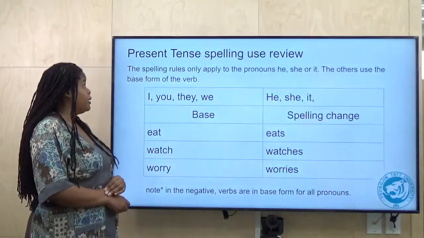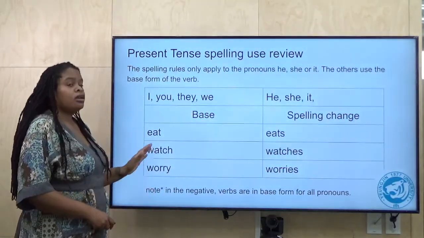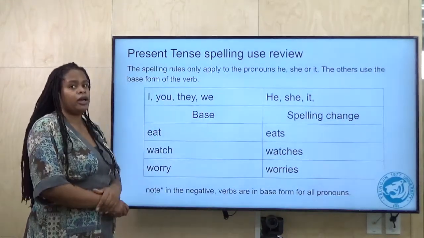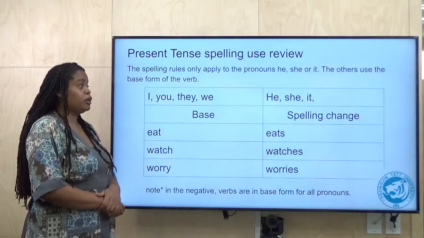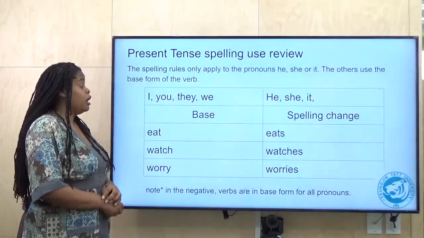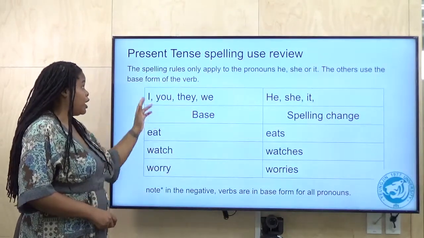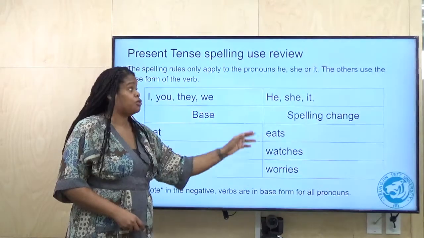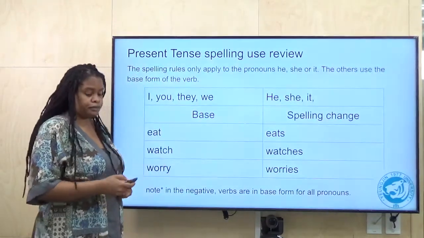for regular present tense. Please remember that in the negative, all of the pronouns will use the base form. So in negative only, all of the pronouns will use the base form. Otherwise, you're going to use the base for I, you, they, we, and the spelling changes for he, she, and it.